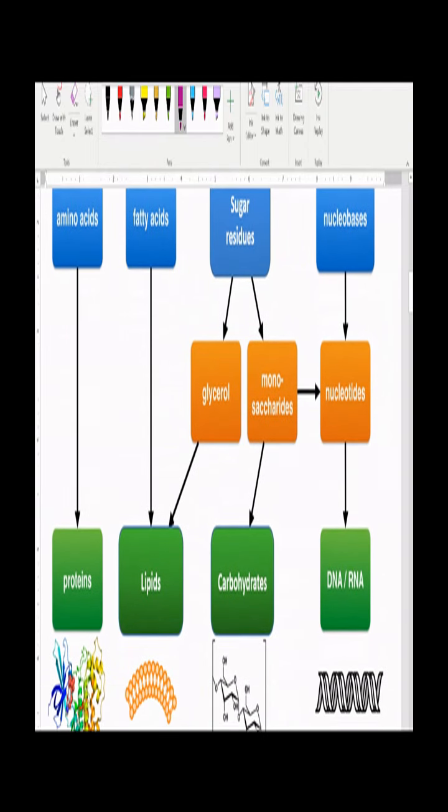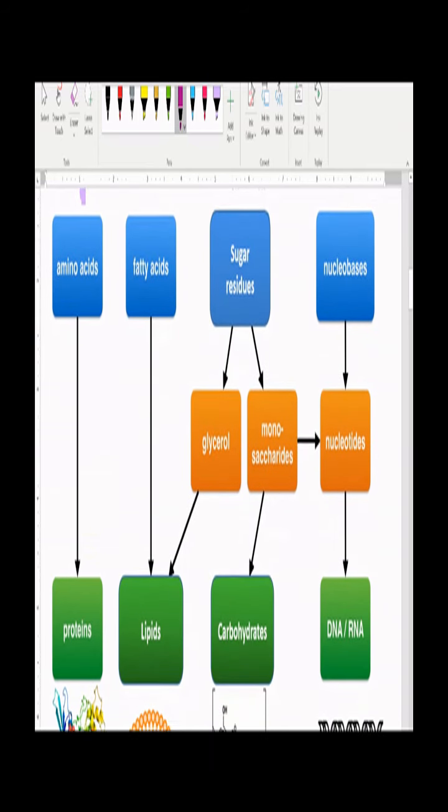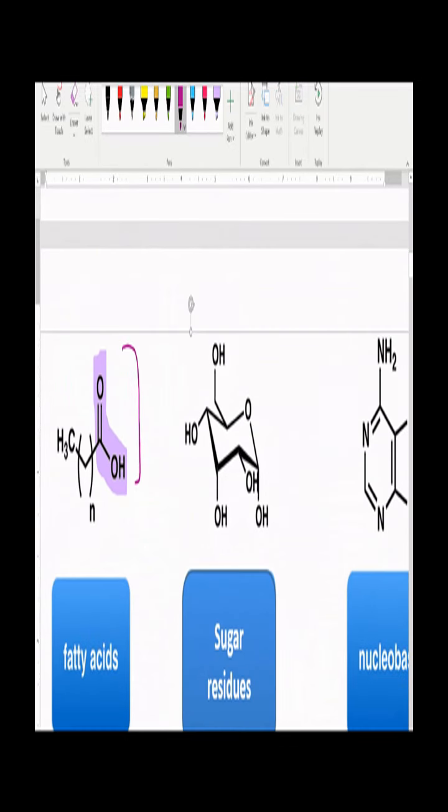Then the monomer for your carbohydrates, and sometimes they can contribute to lipids in terms of glycerol, but we'll mainly be talking about the carbohydrates, is your sugar residues. And what I'd like you to notice about your sugar residues is all of the oxygen.